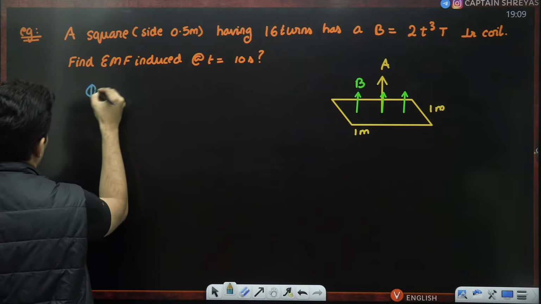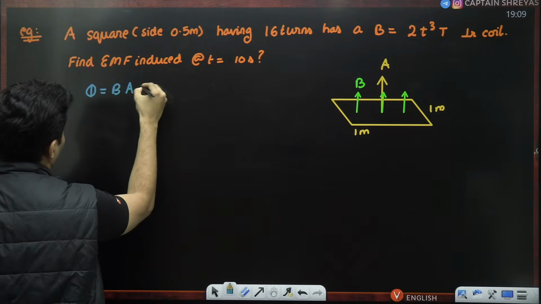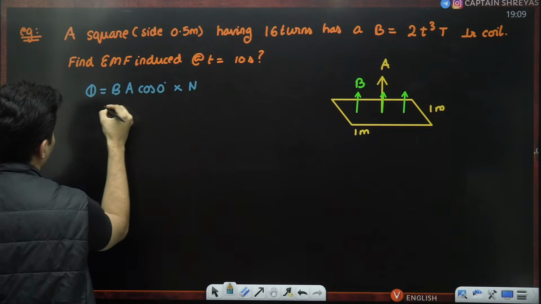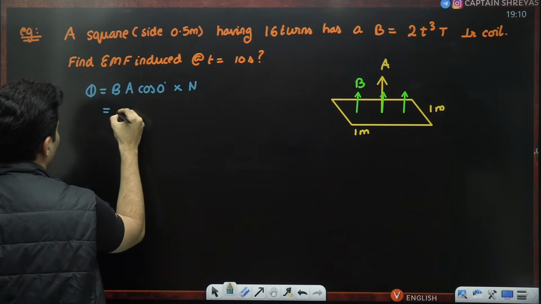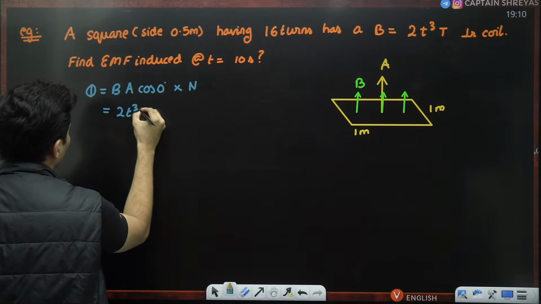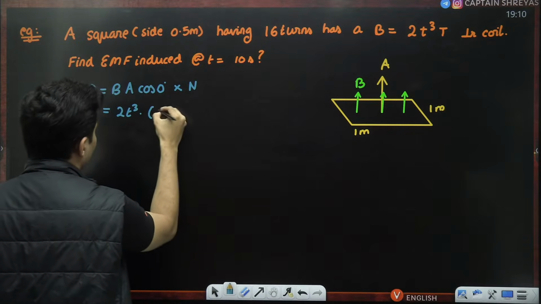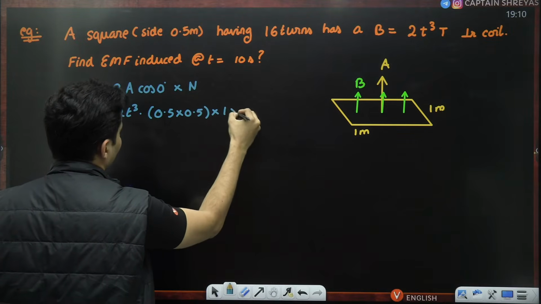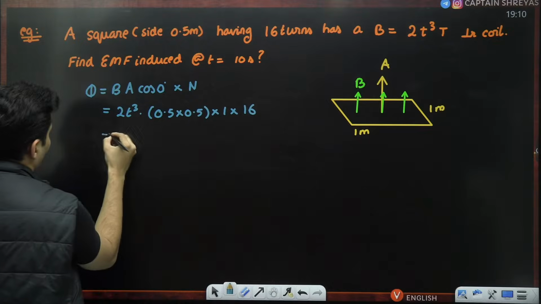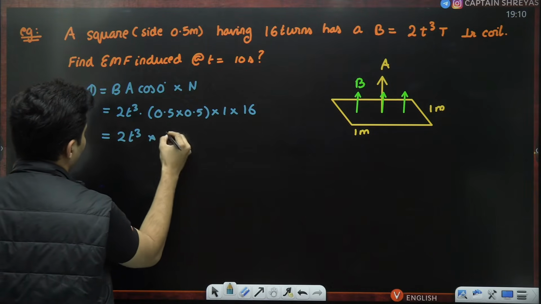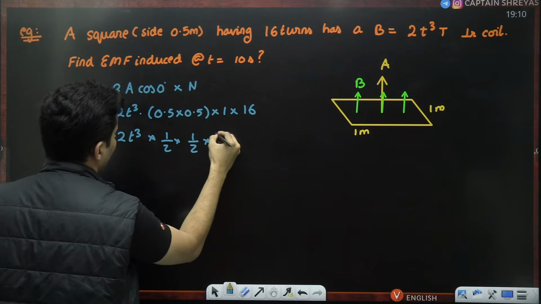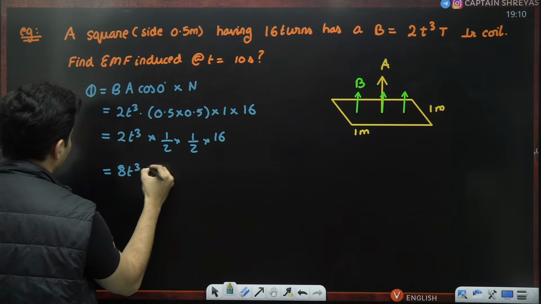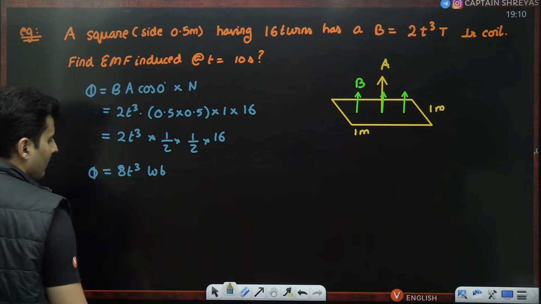So in order to do that, first I will write down the flux. The flux is magnetic field into area into cos 0, but there are n number of turns, so I'll multiply it n number of times. Cos 0 is 1, magnetic field is 2t cube, area will be side into side, that means 0.5 multiplied by 0.5, and the number of turns was 16. So I'll get 2t cube, 0.5 is half, 0.5 is also half, and 16, 2 cancels, and 2 cancels, becomes 8, so it will become 8t cube Weber, which is the magnetic flux.